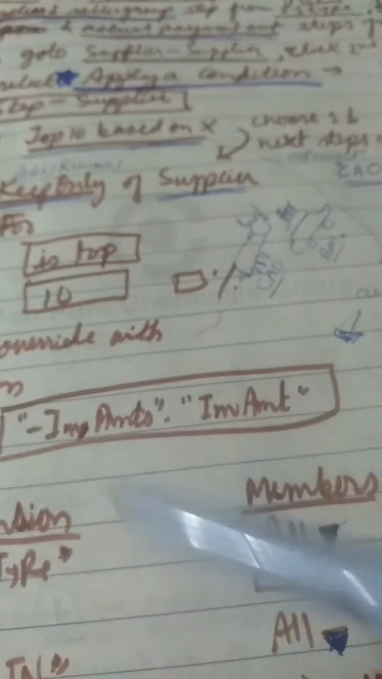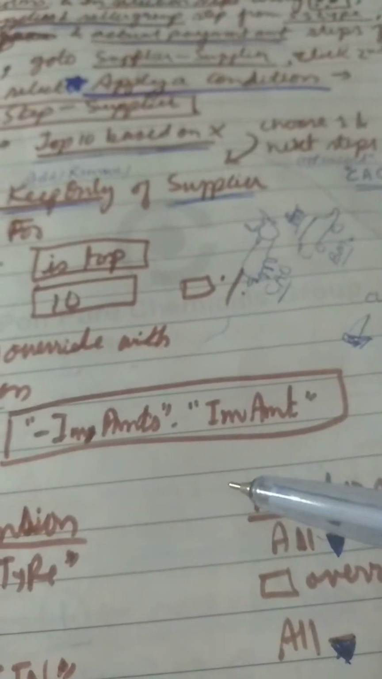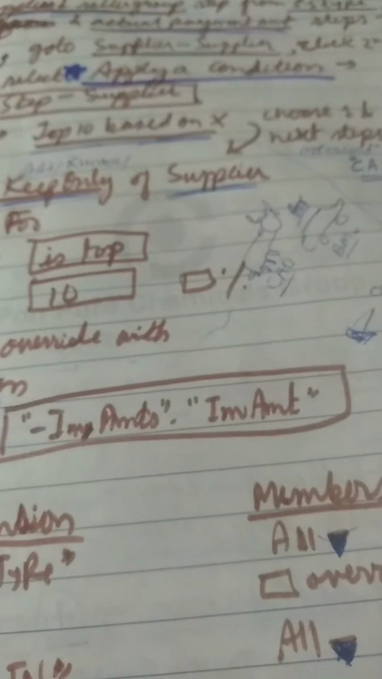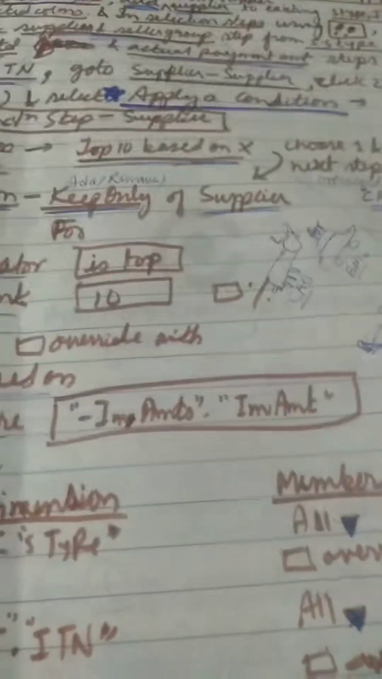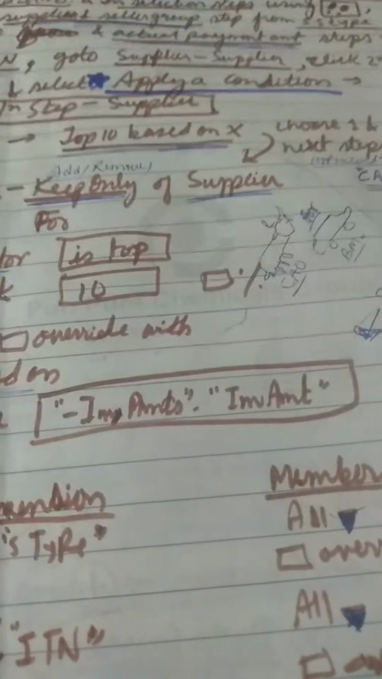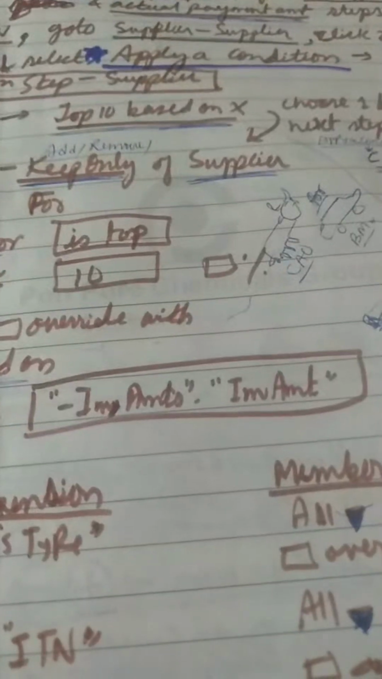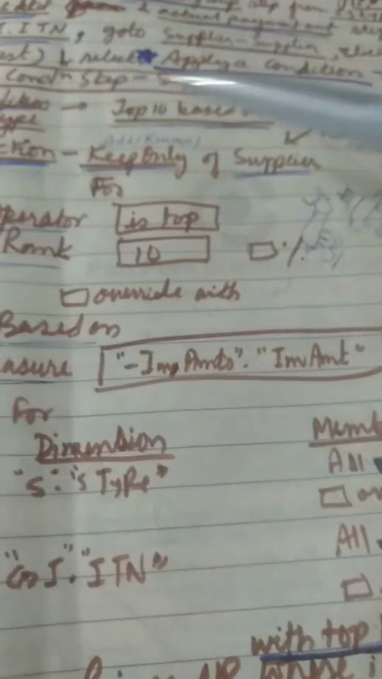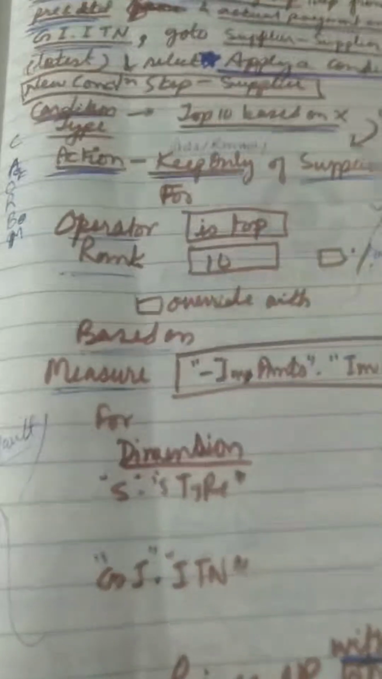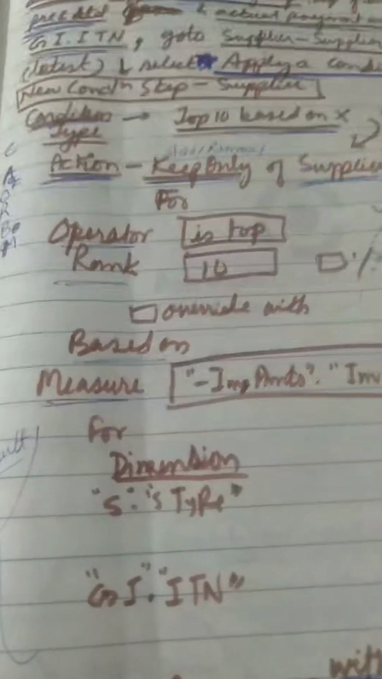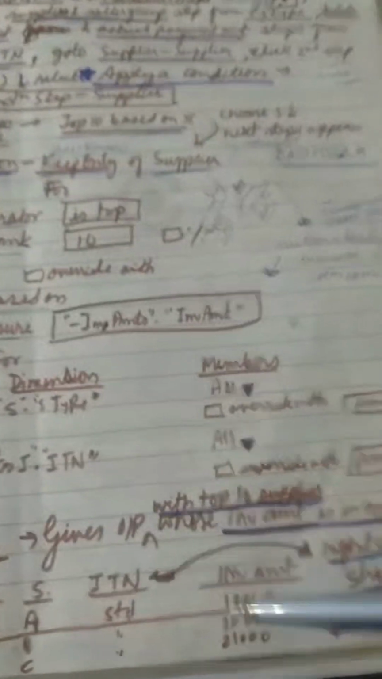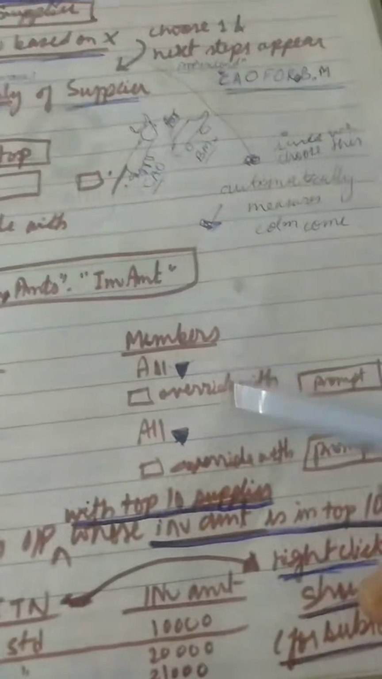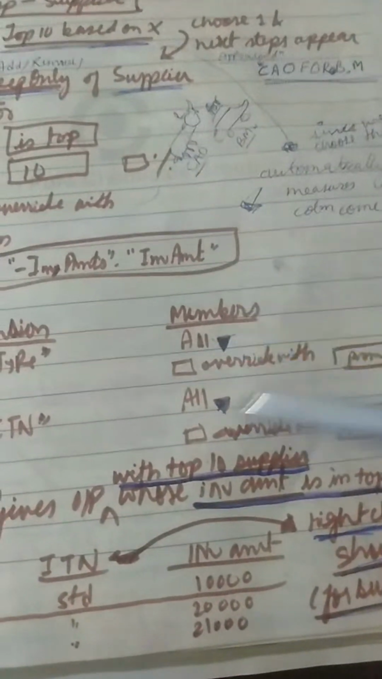if I do a descending order of invoice amount, then I'll pick out the top 10 values, and for those top 10 values I have to pick the supplier names. This is what this particular section of applying this condition does. These are the rest of the dimensions, supplier type and ITN. I have taken as all.